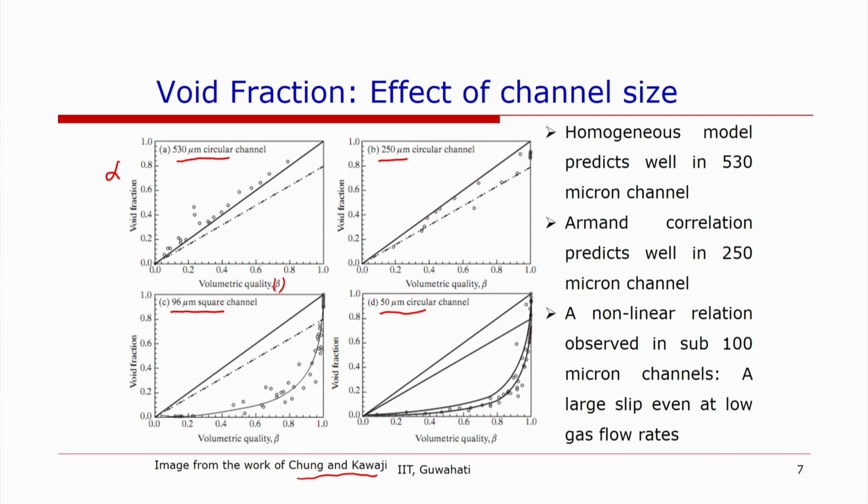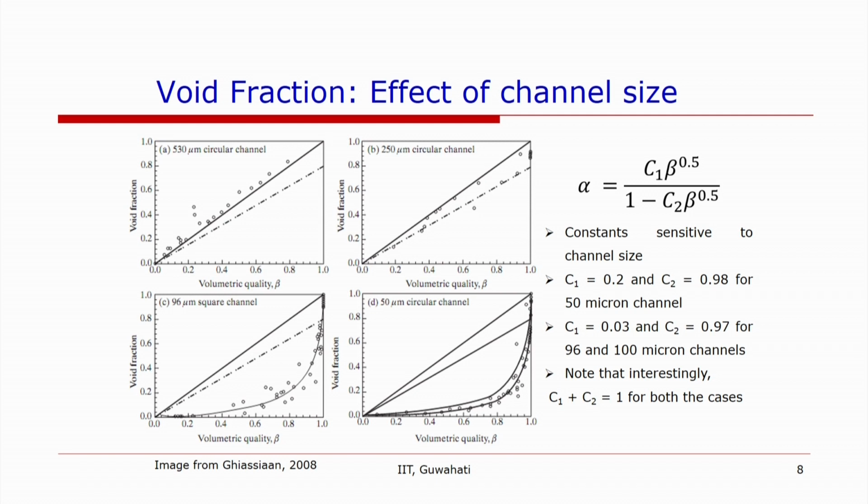As the channel size decreases, the ratio between alpha and beta starts decreasing. So the slope of this line is decreasing, and that is why they say that alpha over beta is equal to 0.833, which is the Armand correlation that predicted well. At lower correlation, they see a different trend, especially very clear at 50 micron channel diameter, that the ratio between alpha and beta is small, and then it increases sharply at high quality or high gas fraction.